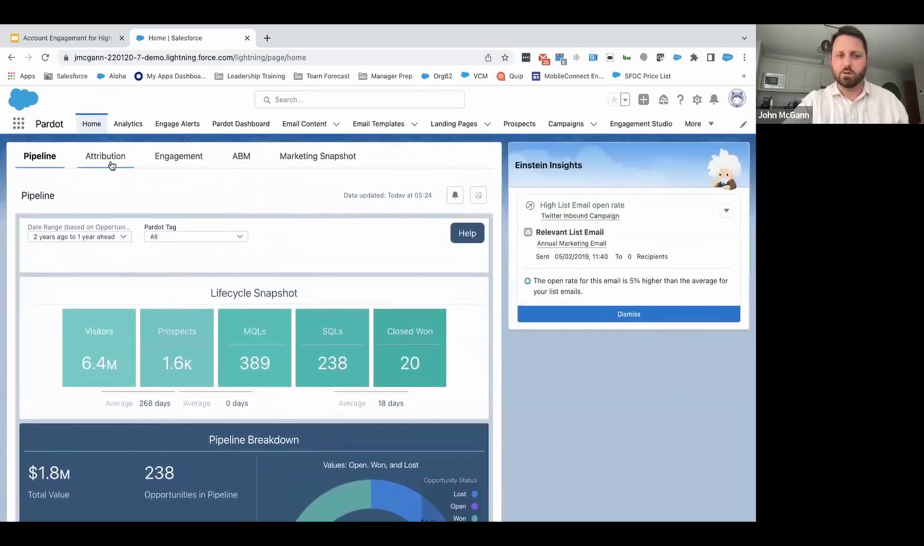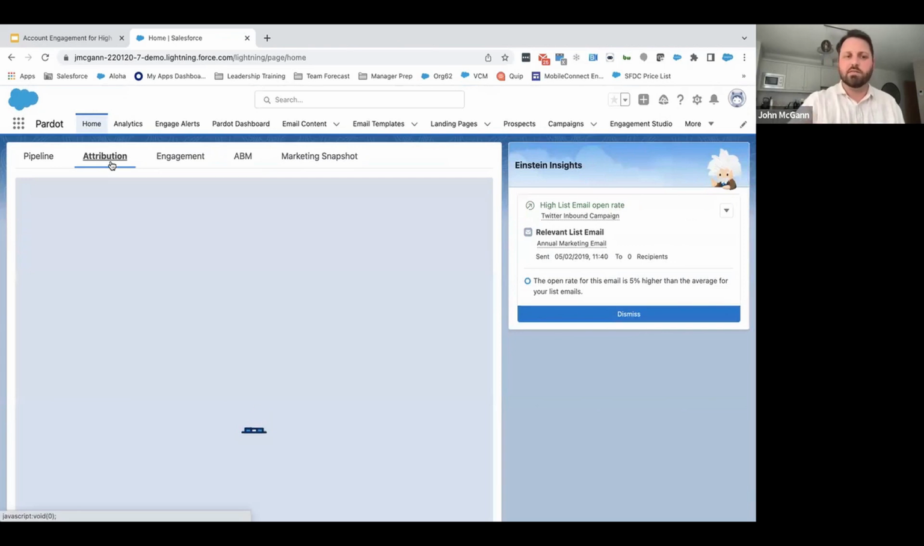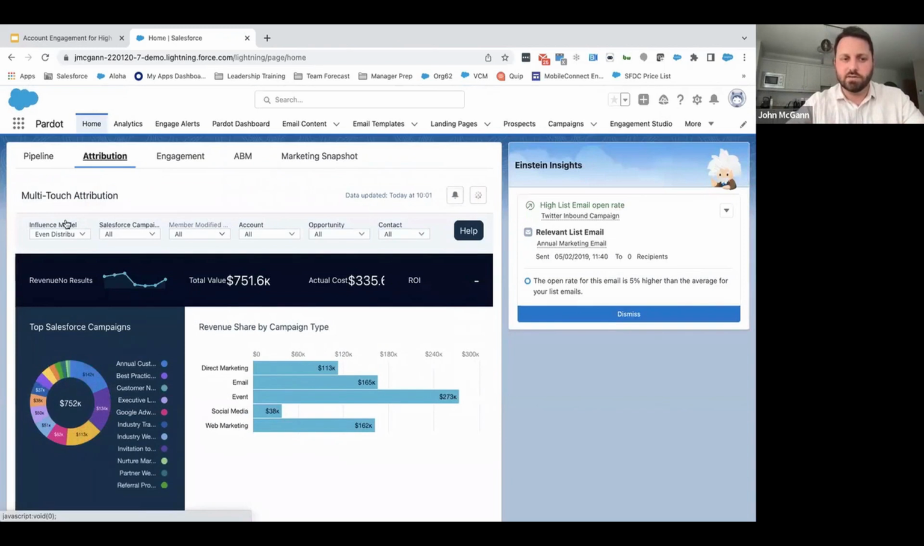We can then switch, and I know Denny just touched on it, but we think about that attribution piece, okay? So again, we can apply different filters onto this dashboard and look at different influence models. So what we're seeing out of the box here is our even distribution.